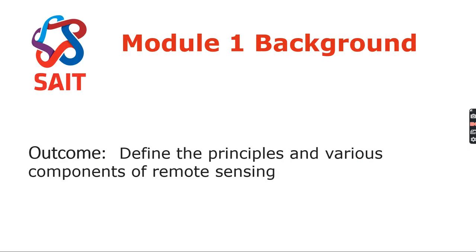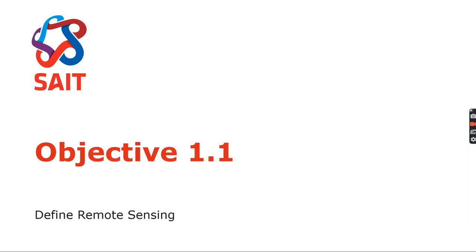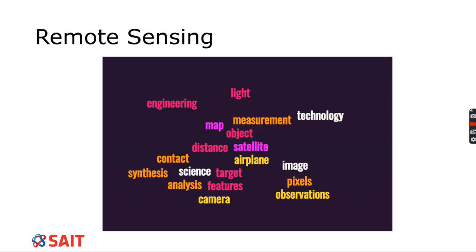And the first module outcome is define the principles and various components of remote sensing. So to break this down, I take the course outline, I am introducing the outcome, so I look at module 1, and then I'm going to break it down into individual objectives. For those of you who've been following my channel here, this is going to seem very repetitive, but sometimes the ways things are described differently in different videos may be helpful to you. So our first objective in this course is define remote sensing.